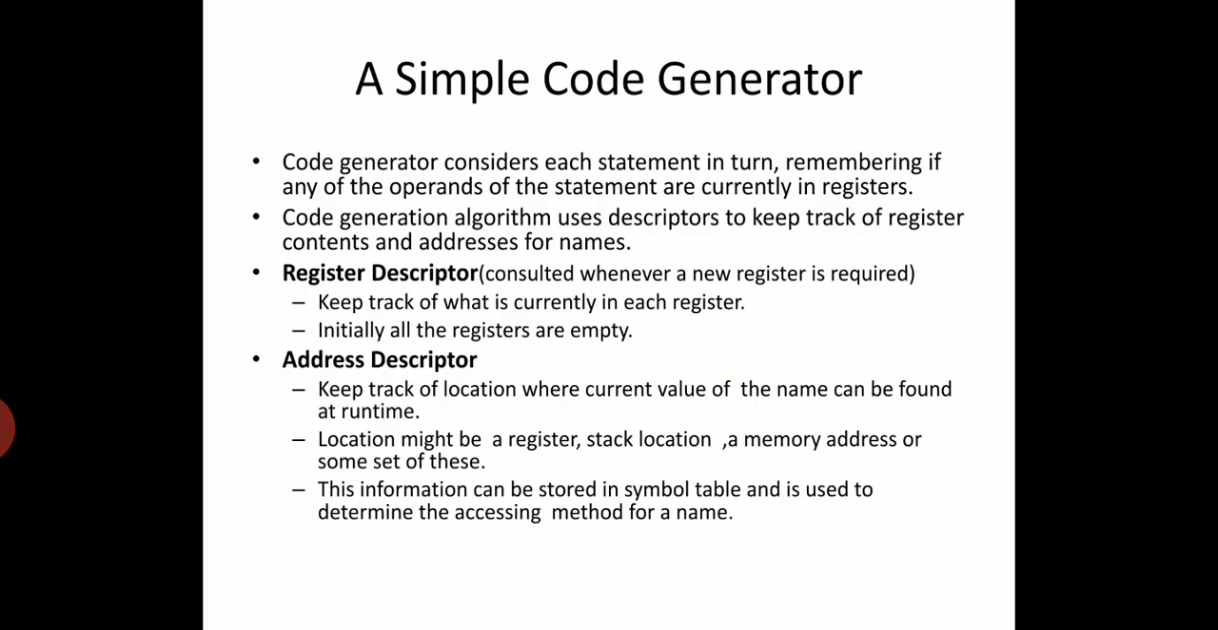The address descriptor keeps track of the location where the current value of a name can be found at runtime. The location can be a memory location, a register, a stack address or something else. This information regarding the location of the value can also be stored in the symbol table and is used to determine the accessing method for the name.